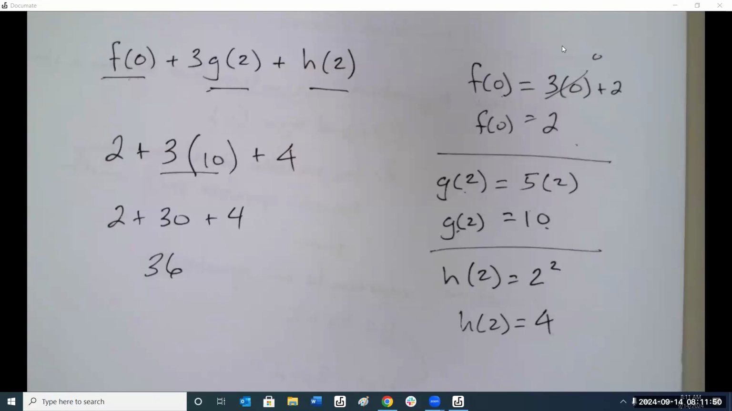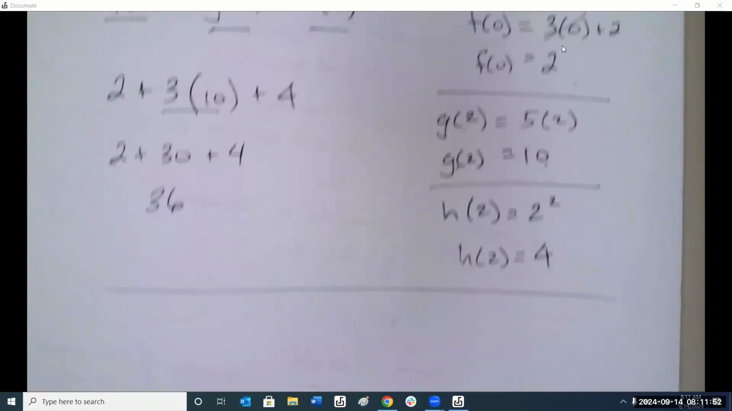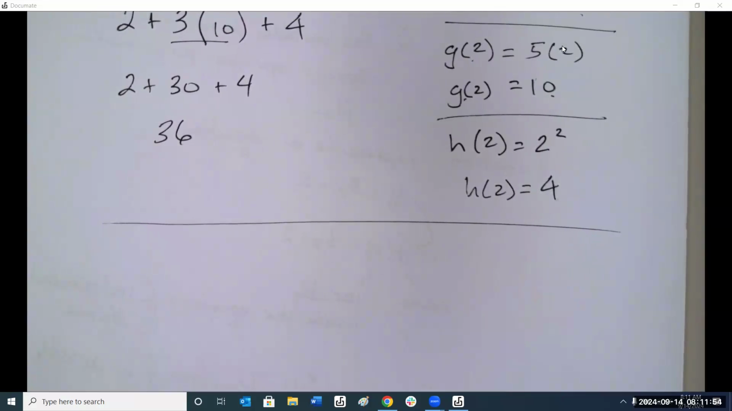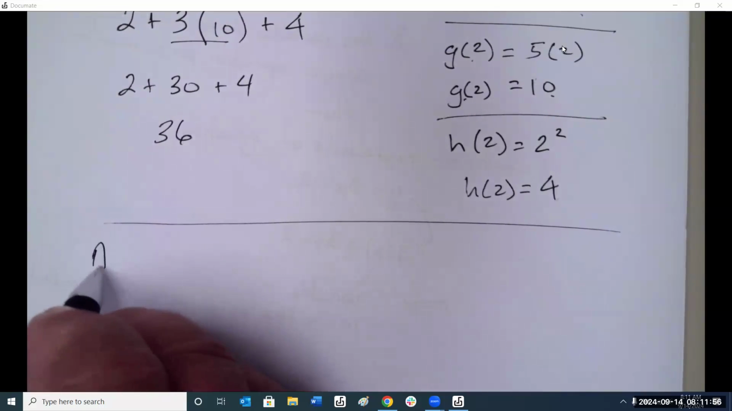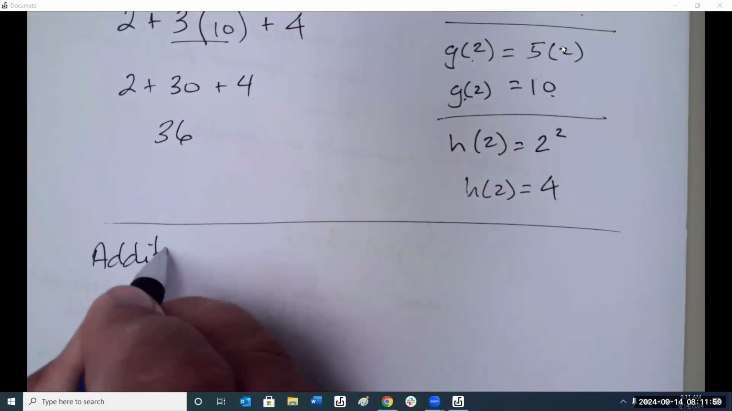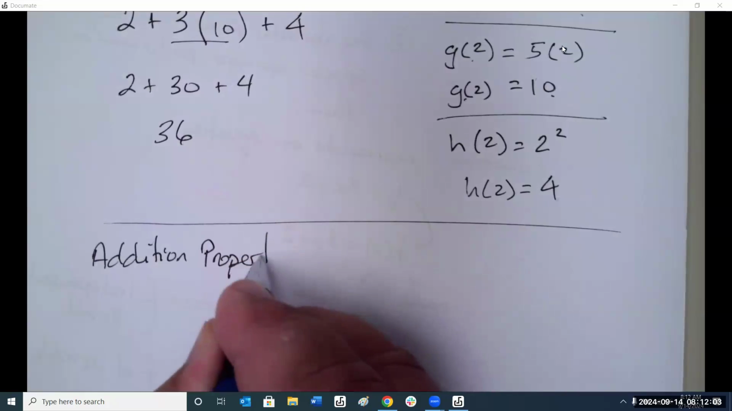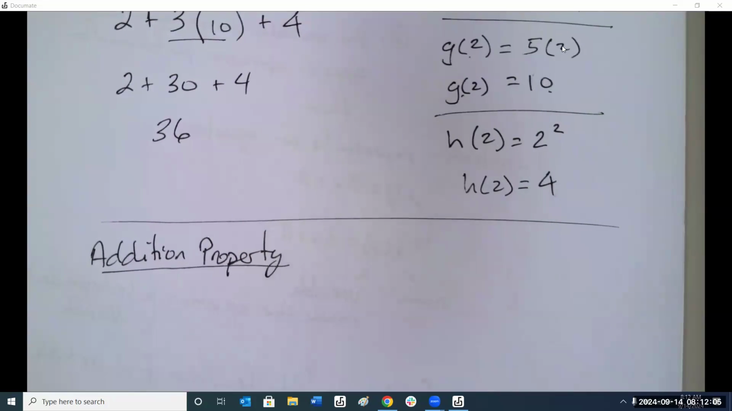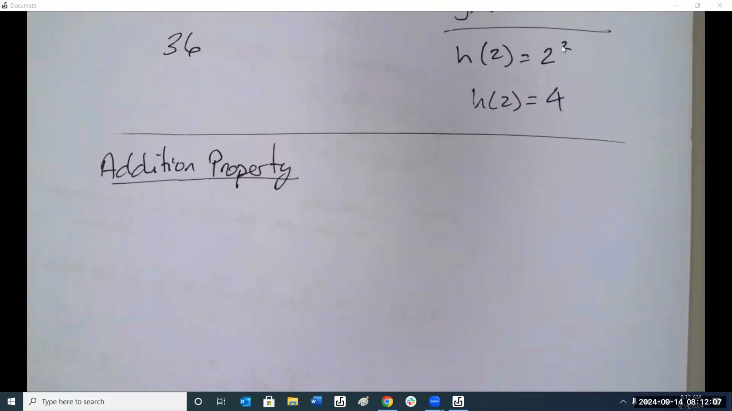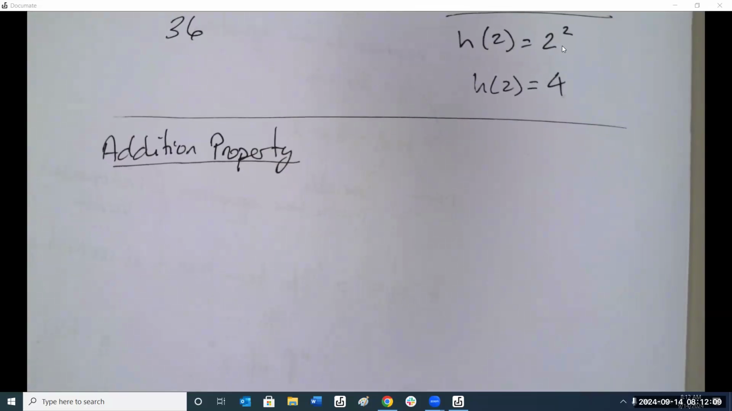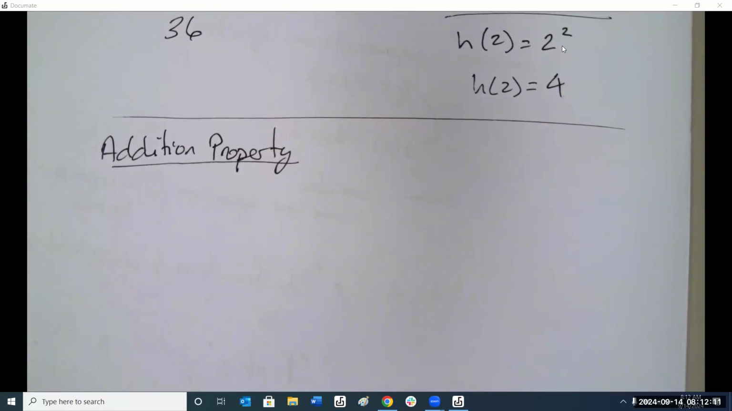All right. We have two basic properties that we have to abide by. The addition property, because now this whole section deals with solving equations, solving functions, solving equations.